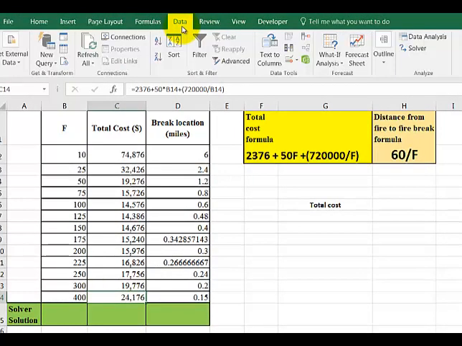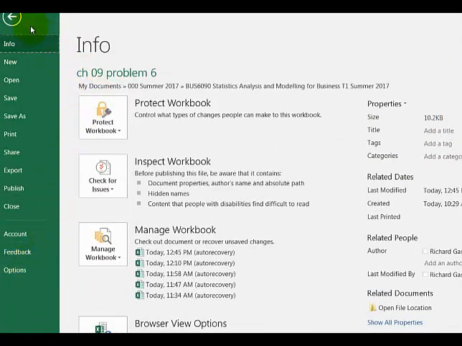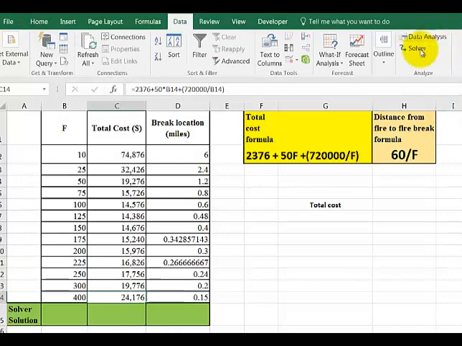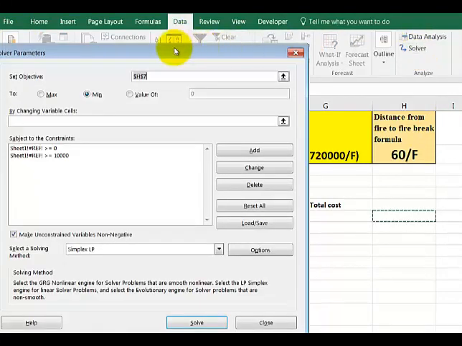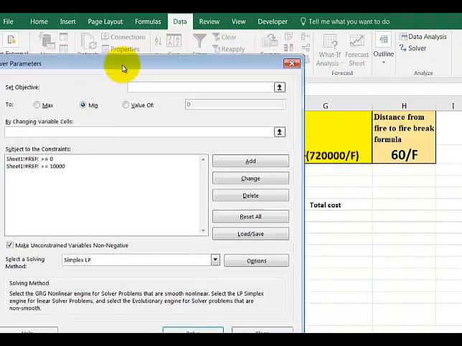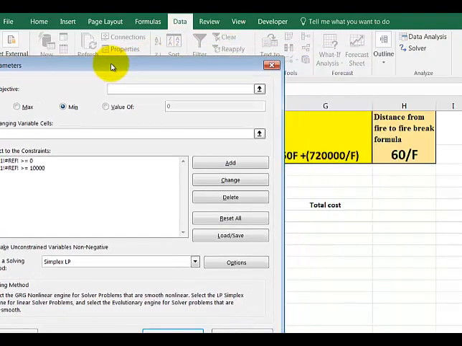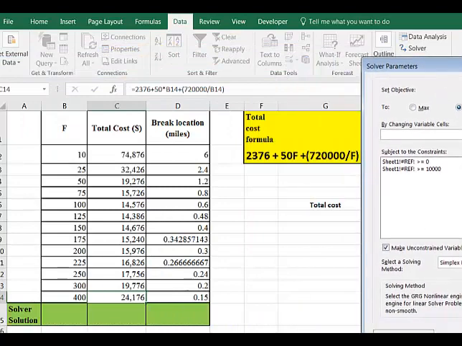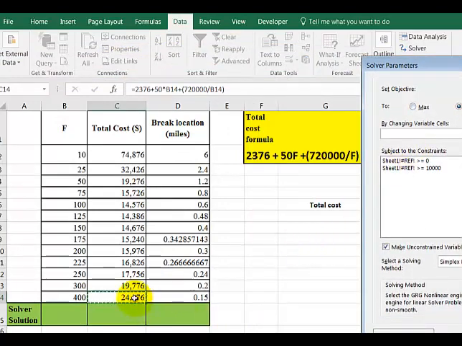So we're going to go to data. We're going to go to solver. Remember, if it's not there, you're going to have to go to file, options, and then add it in. Okay, I'm not going to do that here, but we're going to go to solver. Okay, the first thing is your objective cell. This cell has to have a formula in it. So I'm just going to pick one, okay? I'm going to pick this cell because it has a formula in it, okay?